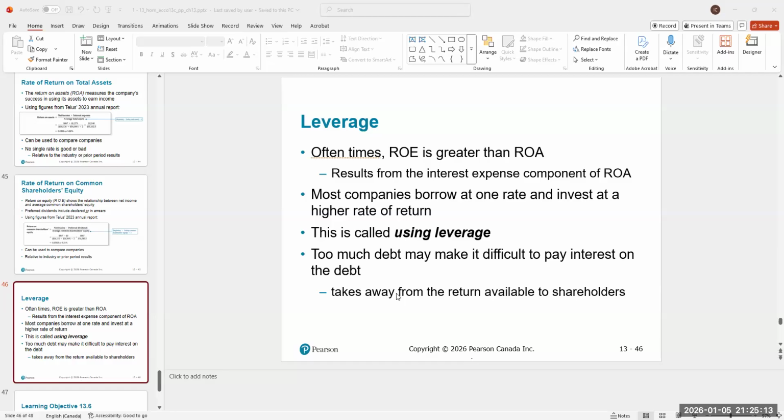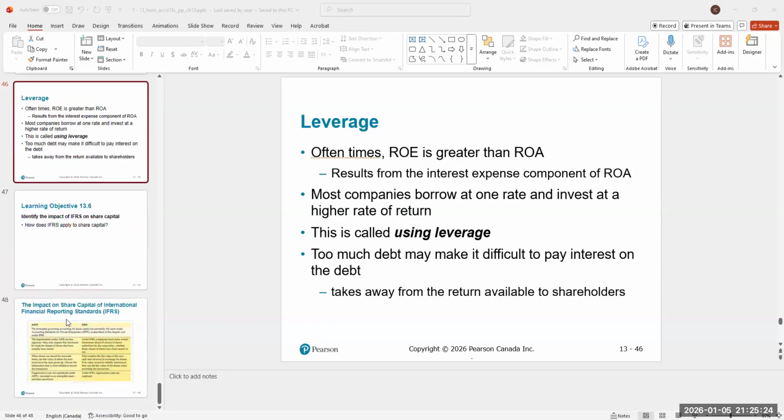Make sense? Because too much debt makes it difficult to pay the interest on debt. So you don't want to pay too much interest. But on the financial ratio analysis, we're going to see how this is going to work.